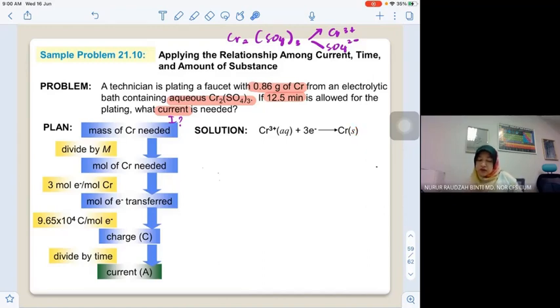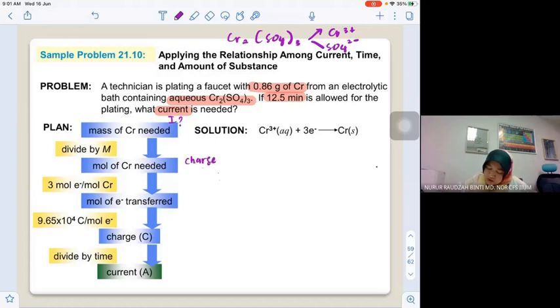After we got the equation, the next step is to calculate the number of mole of the chromium from 0.86 gram. Then we want to calculate the number of mole of electron, and we want to calculate the charge that is transferred. You can either answer this step by step, or the simplest one is to apply the dimensional analysis that you have learned before. So we want to know what is the charge. Make it the subject.